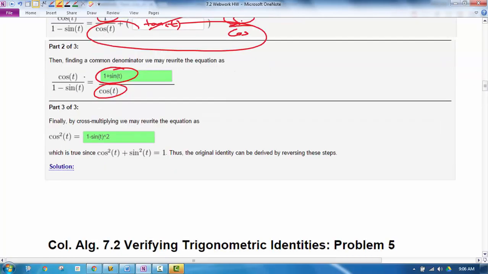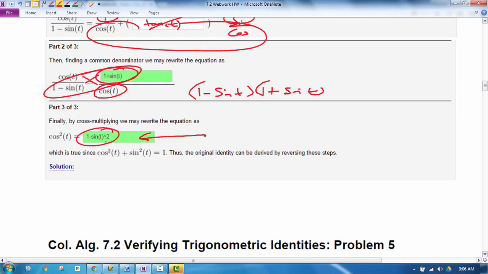And then from there we can cross multiply. On the left you get cosine squared, on the right you get 1 minus sine squared. If you FOIL out this 1 minus sine times 1 plus sine, you're going to get this right here. And that's equal to cosine squared. So now we've verified the identity.